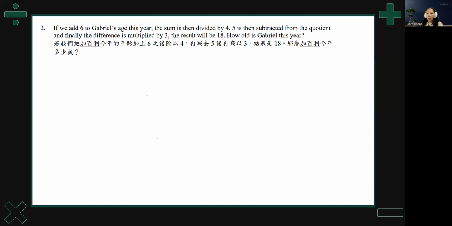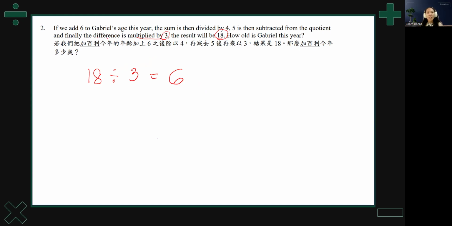What we're going to do here, if you have problems like this, when you have a sequence of operations, you will just have to do the reverse operation, starting from the result or the final outcome. So the result will be 18, so we start at that. That is the result when you multiply by 3. But remember, we do the reverse operation. The reverse of multiplication is division. So 18 divided by 3, that's 6.